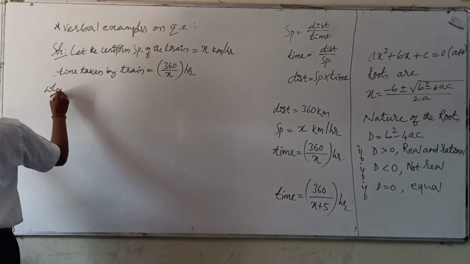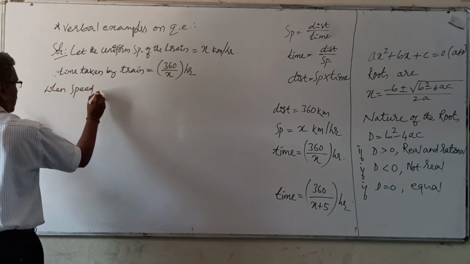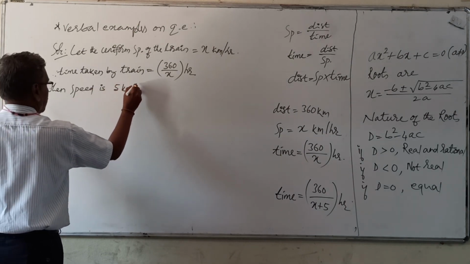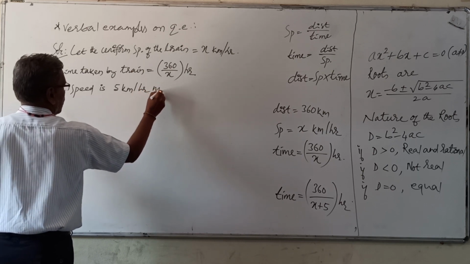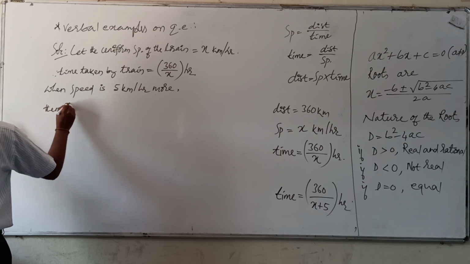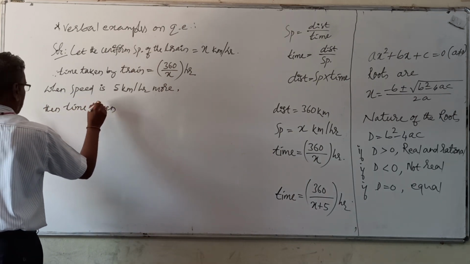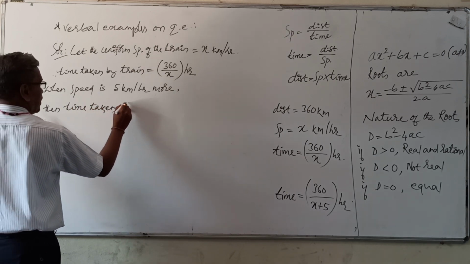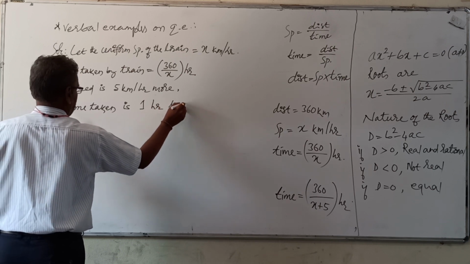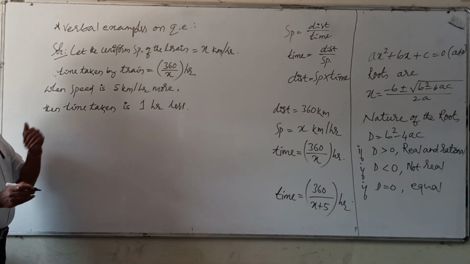When speed is 5 kilometer per hour more, then time taken is 1 hour less. That we are going to relate.